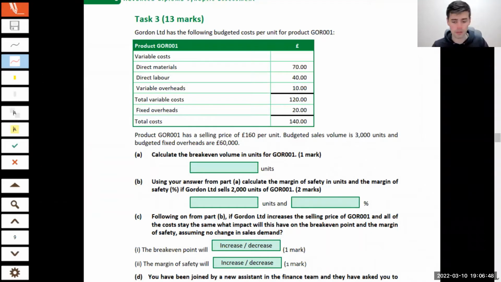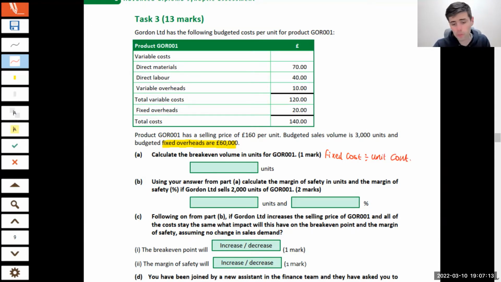So the formula for this is as follows. It's a short-term decision making. We're using marginal costing. I need to cover my fixed overheads. So the formula is fixed cost divided by my unit contribution.